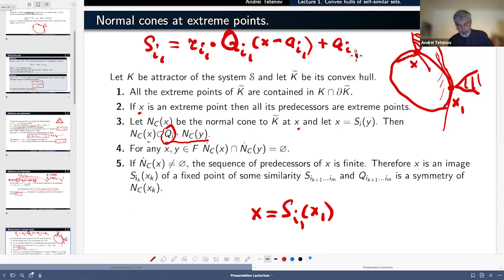So if we take a normal cone, then it will be rotated by the rotation qi1, but since the normal cone is a cone, all contractions send it to itself. Therefore, we have the image of a normal cone rotated by qi and transferred to the point x. What is most interesting, if you have two normal cones at different extreme points, then the interiors of these cones cannot intersect in an empty set. Suppose the interior of a normal cone is not empty.